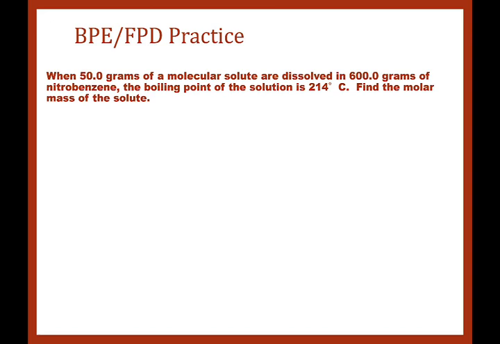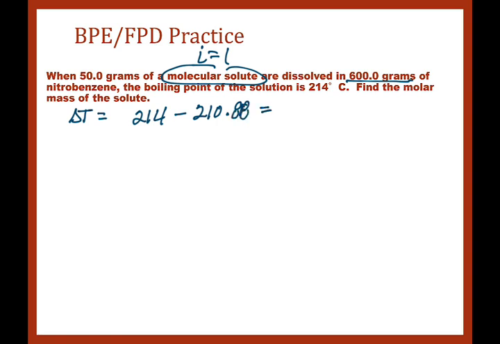So it gives me the boiling point of the solution, and we're talking about a molecular solute, so that's a hint right there that i is equal to 1, and it's telling us what the boiling point is. I've got 600 grams of nitrobenzene, okay? So I'm going to figure out what the change in temperature was. So the nitrobenzene has a new boiling point of 214 minus 210.88. Let's do that. And then I get a delta T of 3.12 degrees C.